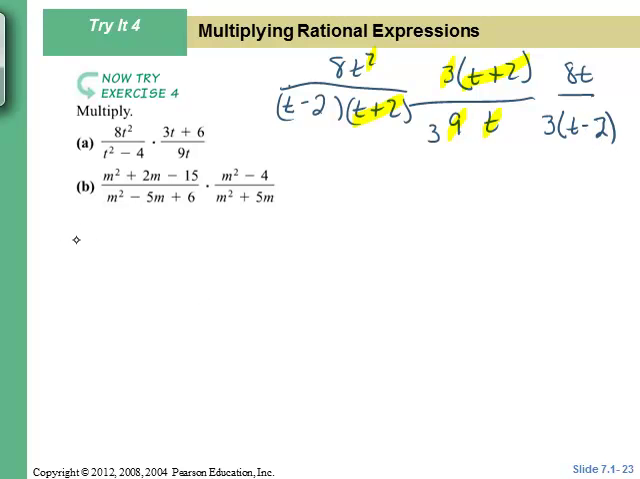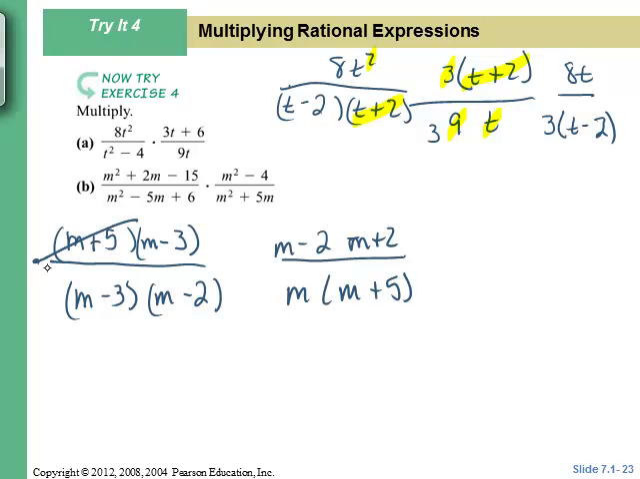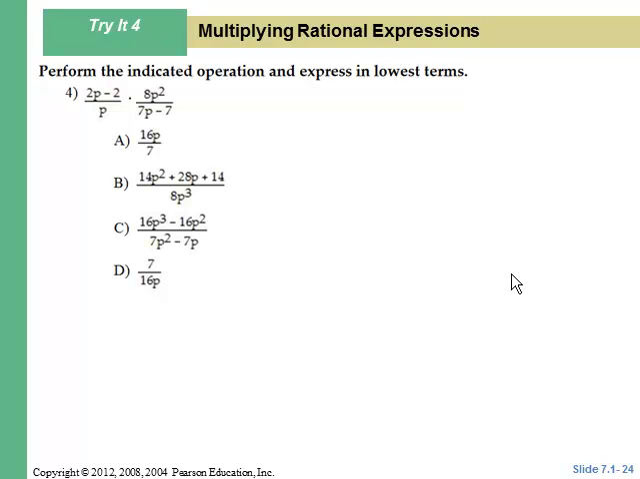For the second one, a little bit more complicated. The first numerator factors into m plus 5, m minus 3, m minus 3, m minus 2, m minus 2, m plus 2 is the second one, m parentheses m plus 5. These cancel, these cancel, these cancel, and we're left with m plus 2 over m. This one.